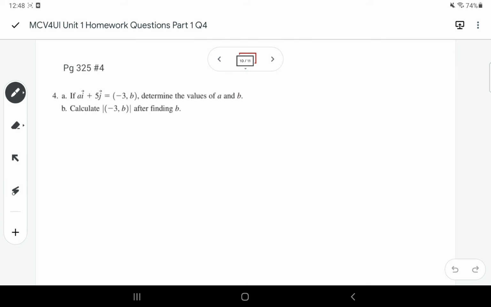This is one where we're looking at, the next one, kind of a combination of the unit vector form and component form. So if a i hat plus 5j hat equals negative 3 comma b, find the values of a and b. I feel like this is almost a trick question, but this is just converting into component form. So a i hat plus 5j hat would be in component form a comma 5. And if a comma 5 equals negative 3 comma b, then just matching up the x's and the y's, a is negative 3 and b is 5.